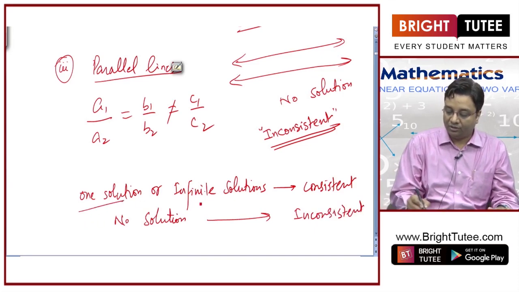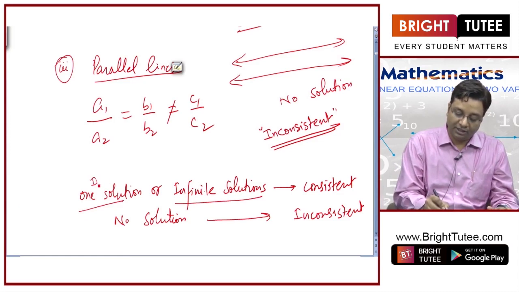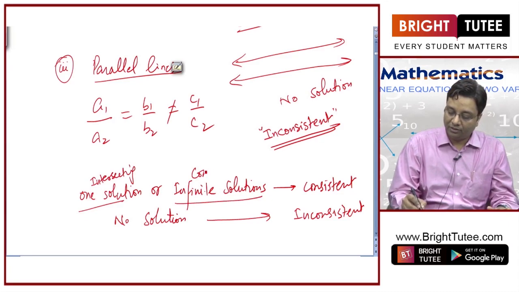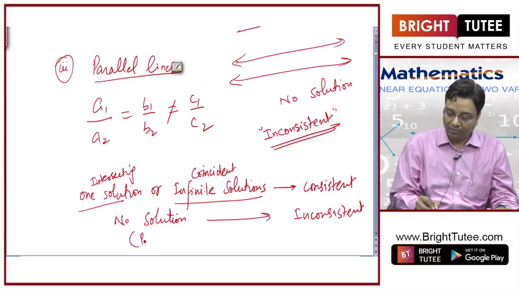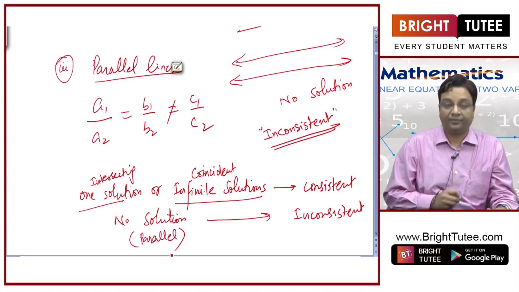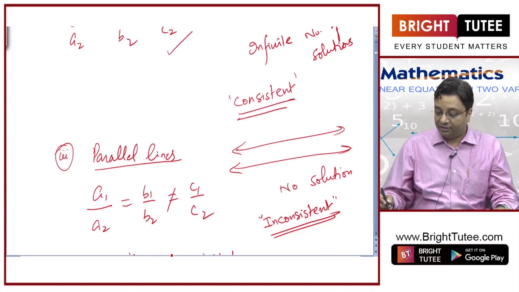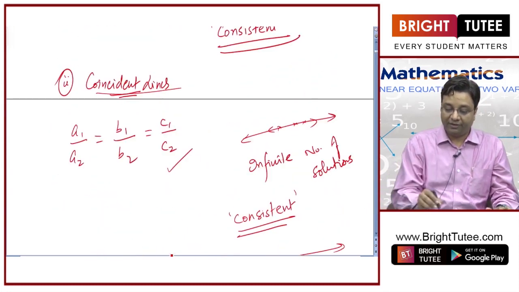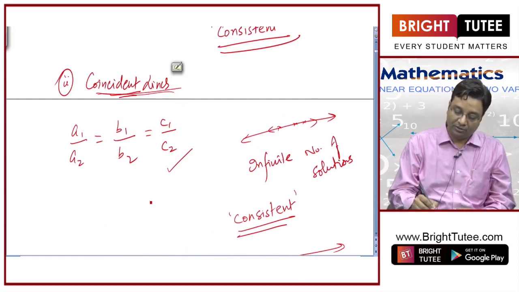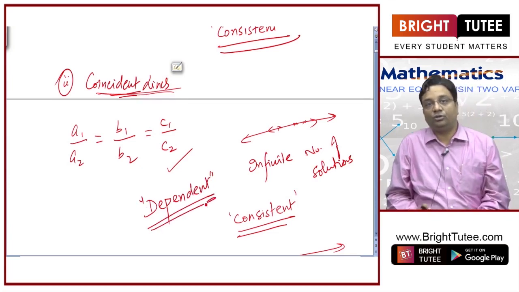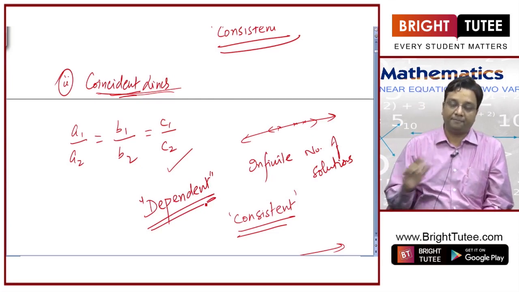One solution or infinite solutions: one solution was in intersecting lines and infinite solutions in coincident lines, and no solution was in parallel lines. There is another term that you need to learn here. When we have got coincident lines, these two lines are essentially the same lines. This is also known as dependent pair of straight lines.